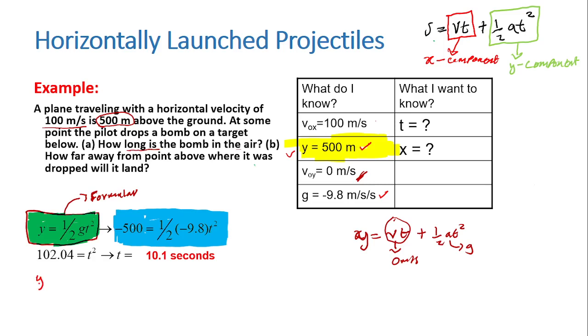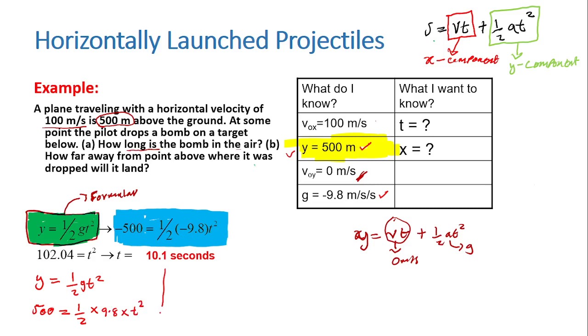You just say y is equal to half, where there is a, you put g, then t squared. The y you have is 500 there, so 500 is equal to half times, where there is g, you put 9.8, and then times t squared.